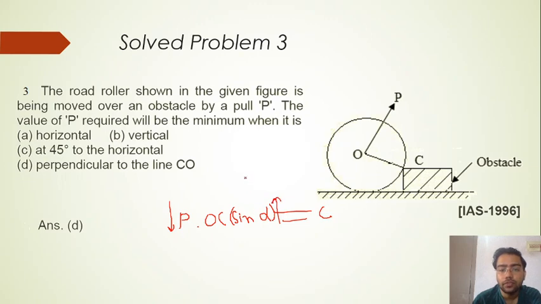But the maximum value of sin alpha is only 1. If the maximum value of sin alpha at alpha equal to 90 degrees is 1, in that case only you are going to find the minimum value of P, because more than 1 you cannot increase sin alpha. So we got the answer, 90 degrees. Alpha is the angle between these, and it should be 90 degrees. It means the value of P required will be minimum when it is perpendicular to the line CO. So this is line CO and this is P, and they should be perpendicular to each other.